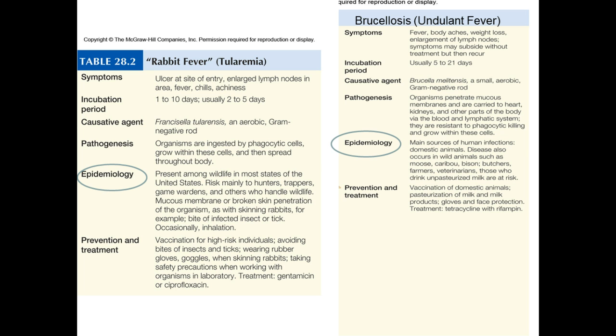And the organisms are ingested by our phagocytic cells, but they grow within these cells and then spread throughout the body. So this is the bad news, right? It can go system-wide.